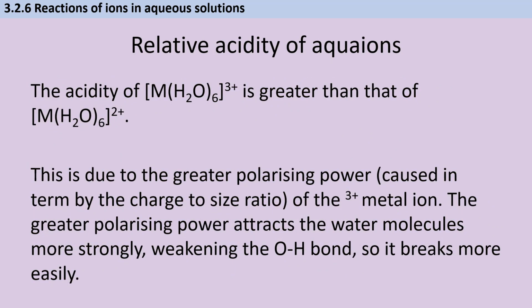The specification includes examples of complex ions that are 3+ and 2+, because they want you to have this idea that the 3+ ions like aluminium and iron 3+ have a greater acidity than the 2+ ions like copper and iron 2+. The reason for this is because those 3+ ions have a greater charge and therefore a greater charge density. This means that they have greater polarising power. So they attract the water molecules more strongly, and in doing so they weaken the O-H bond in the water molecule so that it breaks more easily. When that happens, hydrogen ions are released, which are responsible for the acidity.